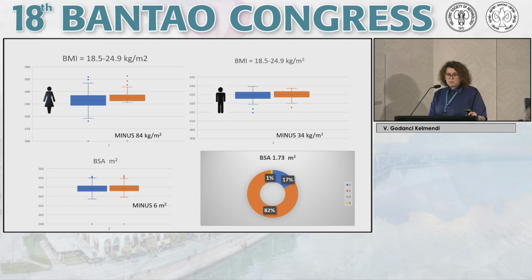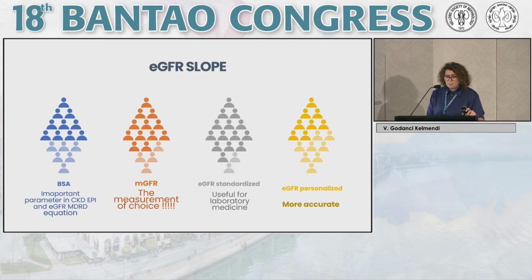According to the anthropometric parameters, body mass index and body surface area, we have seen that only 1% of our population were at the body surface area of 1.73 square meters, and the large population, 82%, were above this constant that is put in the formulas, and 70% were under the BSA in the formula. So personalizing the BSA gives you a more accurate eGFR.